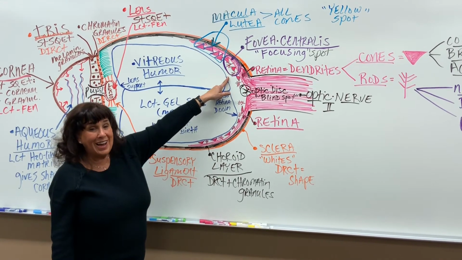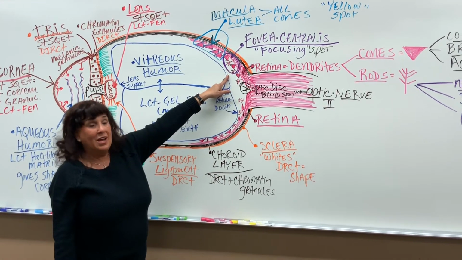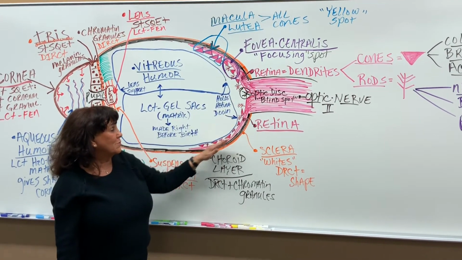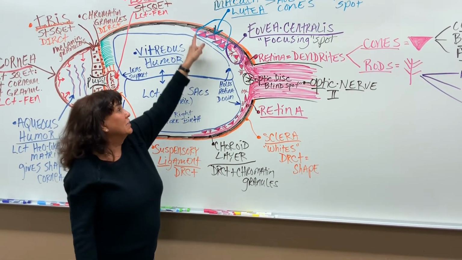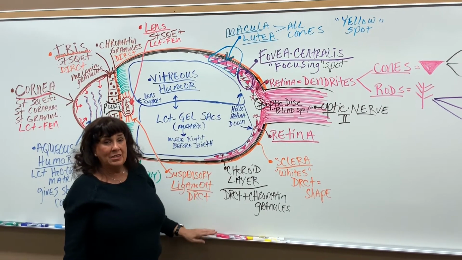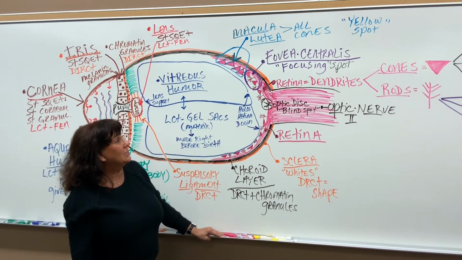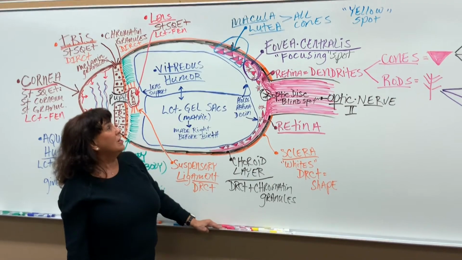Can you see where your focusing spot is? No, you cannot see the fovea centralis. It doesn't look any different than the rest of the retina, but where you have only cones, it tends to make it yellowy, a yellow spot there, okay? And so that's called the macula lutea.